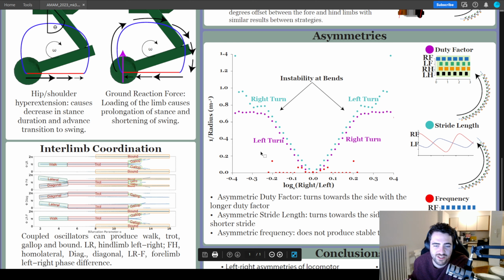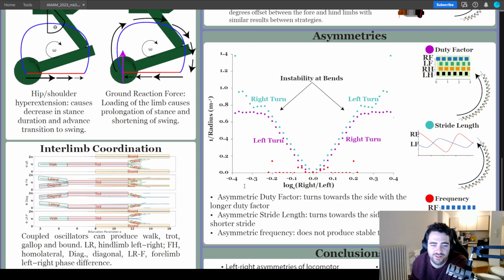The only difference in this graph compared to the last is that the x values are going to be the log of the right over the left, where the right asymmetry value is divided by the left, and we take the log of that to give you the ratio. On the right side of the x-axis, the right side of the robot has a larger value than the left, and on the left side, the negative values mean that the left side, like the duty factor or stride length, is longer than the right.